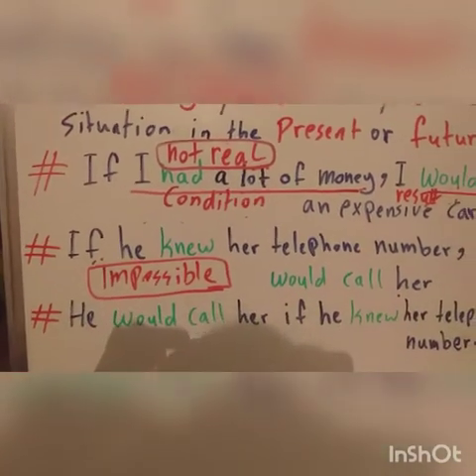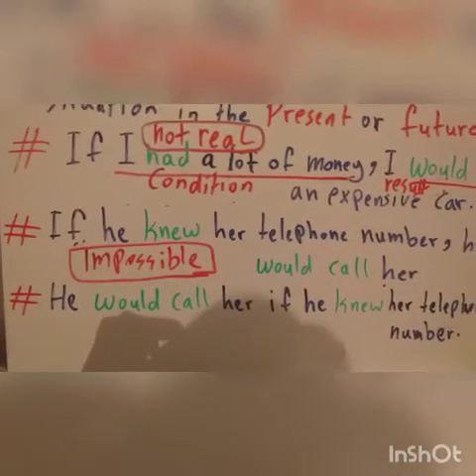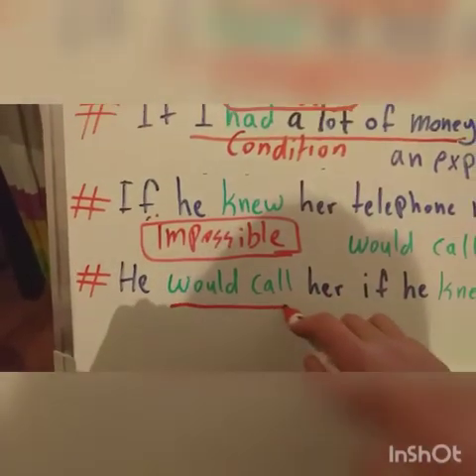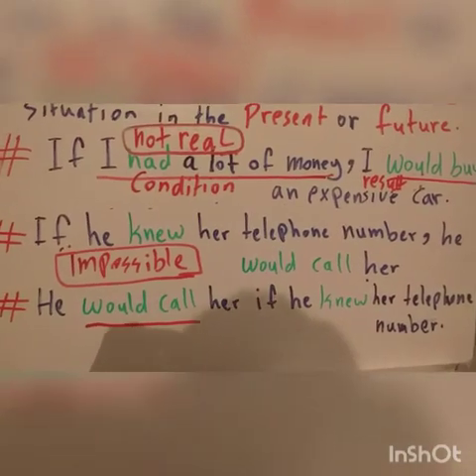Look at the third sentence, how we had started with the result. He would call her if he knew her telephone number.